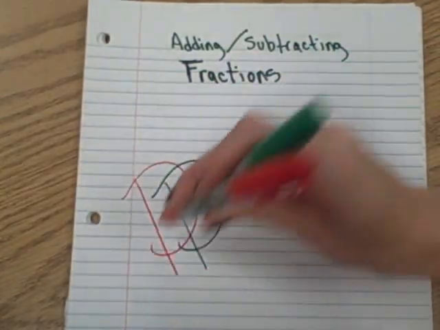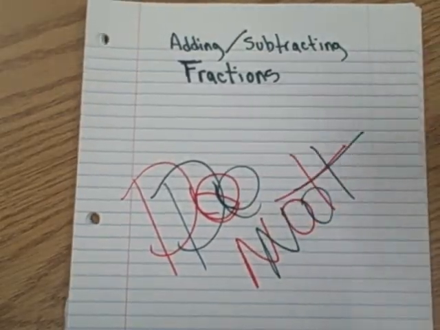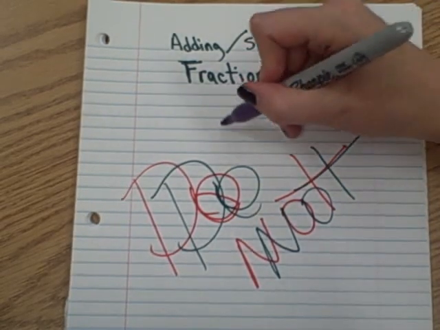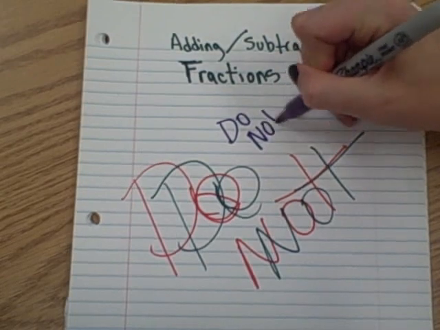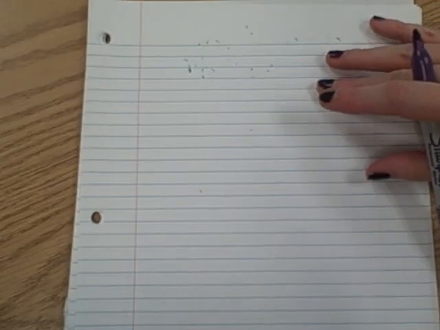So you need to remember, do not do it the same way as the other ones. You have to use different rules. These are not the same. Do not simply add across. That is not how you do it, okay? What we need to do is we have to have common denominators.